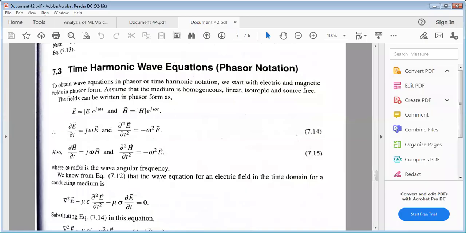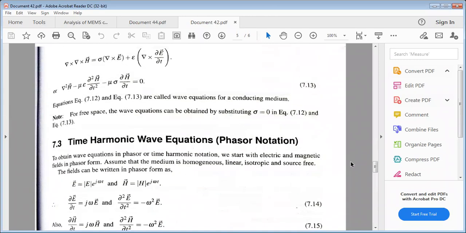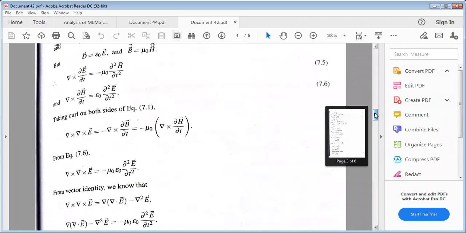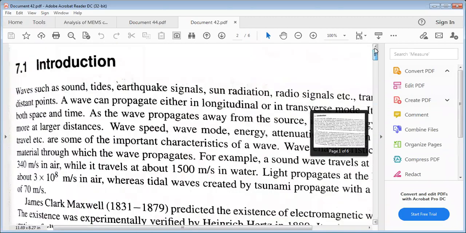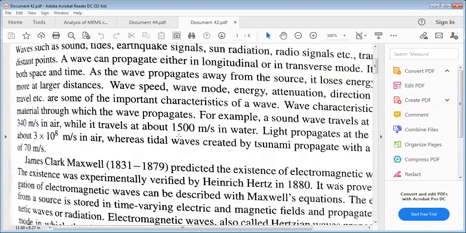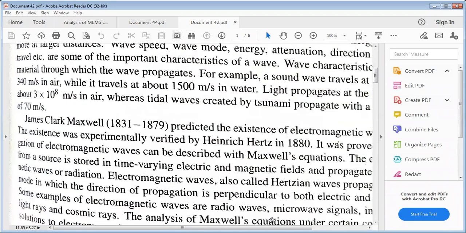Okay, what did we learn in the last class, students? In the last class, we started the fifth unit, right? In that, the introduction to electromagnetic waves. Okay, that is already seen.